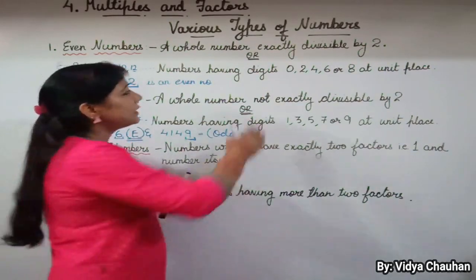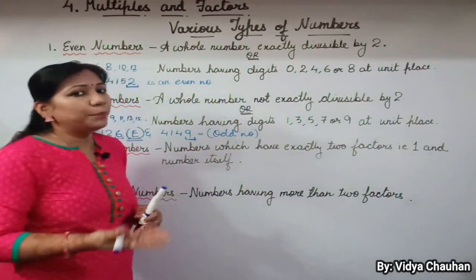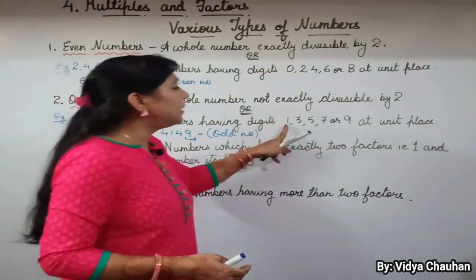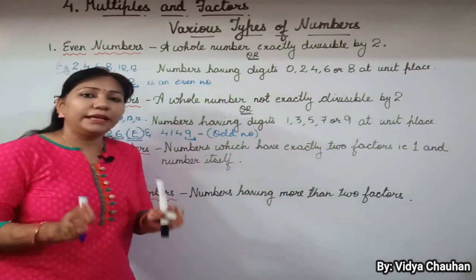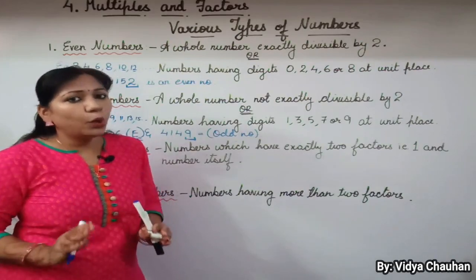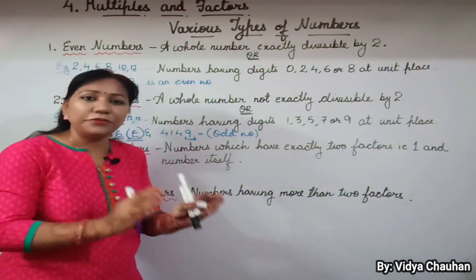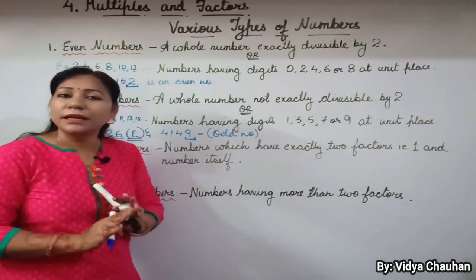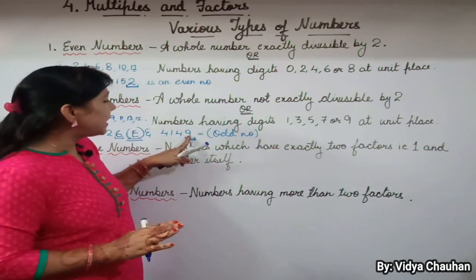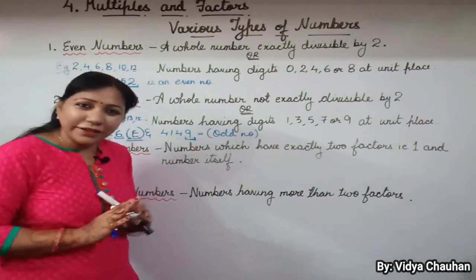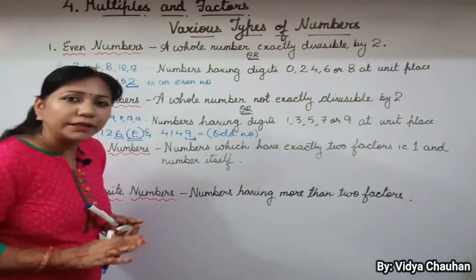A very easy concept: if you have 0, 2, 4, 6, 8 at the unit place, the number is even. If you have 1, 3, 5, 7 or 9 at the unit place, then it is an odd number. No matter what digits are there at the tens place, hundreds place, thousands or ten thousands place, it simply doesn't matter. What matters is the digit at the unit place. Clear, students? So this is all about the concept of even and odd numbers.